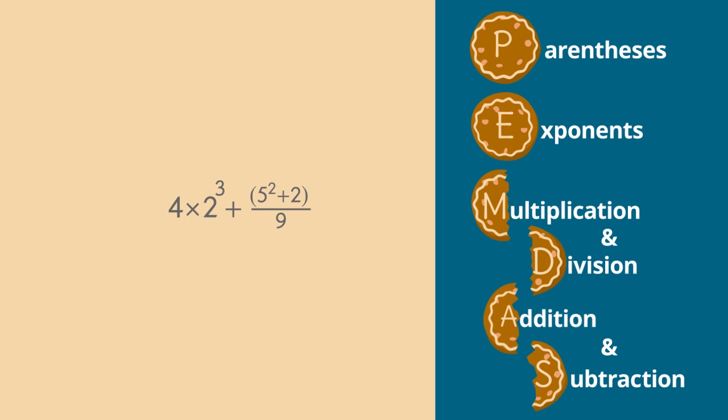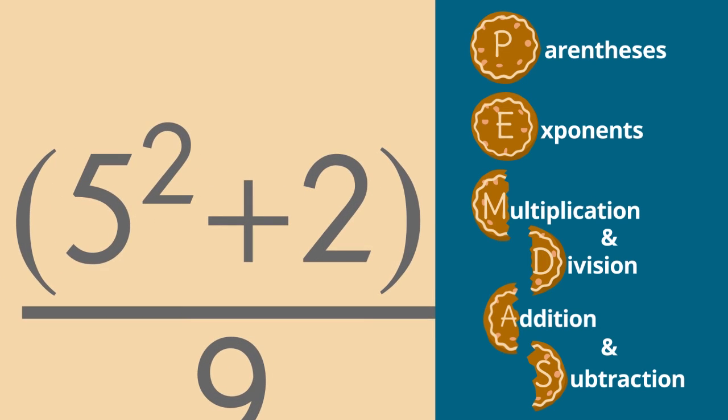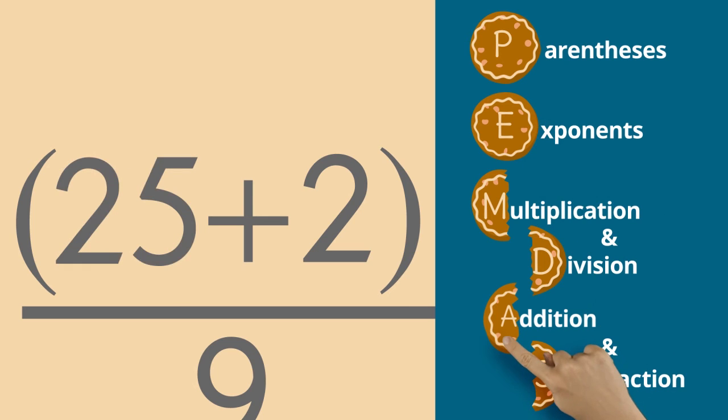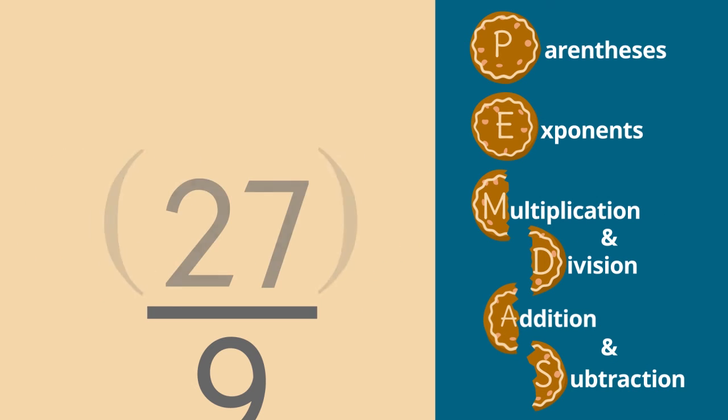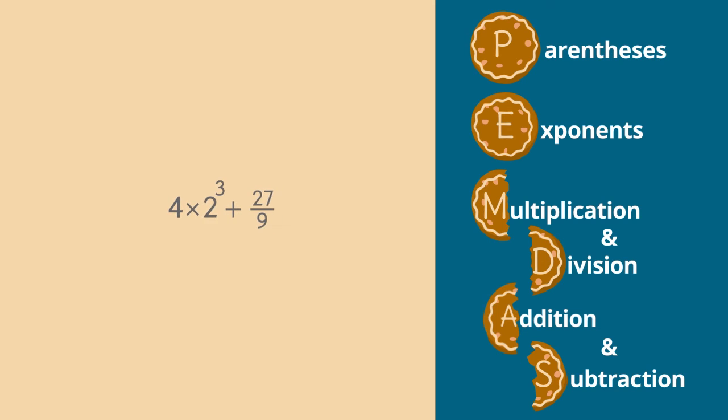In the other parentheses, you must evaluate the exponent before adding. You will need to square 5 before adding 2. 5 squared equals 25. 25 plus 2 will leave us with 27. This problem is already looking better since we have taken care of the parentheses. The next step is E for exponents. 2 cubed gives you 8.